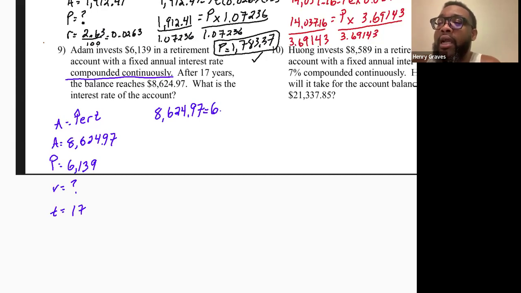E to the R times 17. Actually, I screwed that up. I should do times E to the R times 17. So let me do E to the 17 times 6,139.